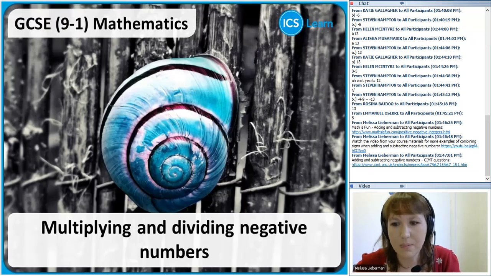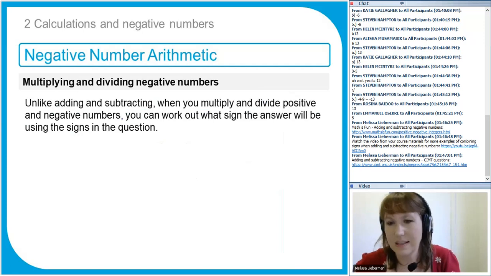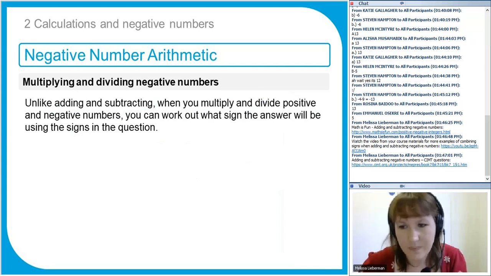Now, multiplying and dividing negative numbers is a lot easier, because all you need to do is decide what sign the answer is going to be, and then actually multiply or divide the digits that you're given. So it's a bit easier. With adding and subtracting, you don't know what sign the answer is going to be, because it depends on the size of the numbers, your starting point, how many you're going up or down. With multiplying and dividing, you can just look at the signs in the question, and that will tell you what sign the answer will be. Let's have a quick look.